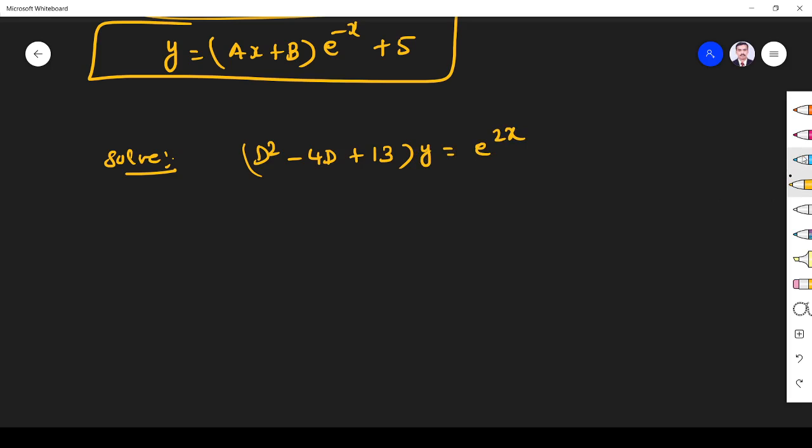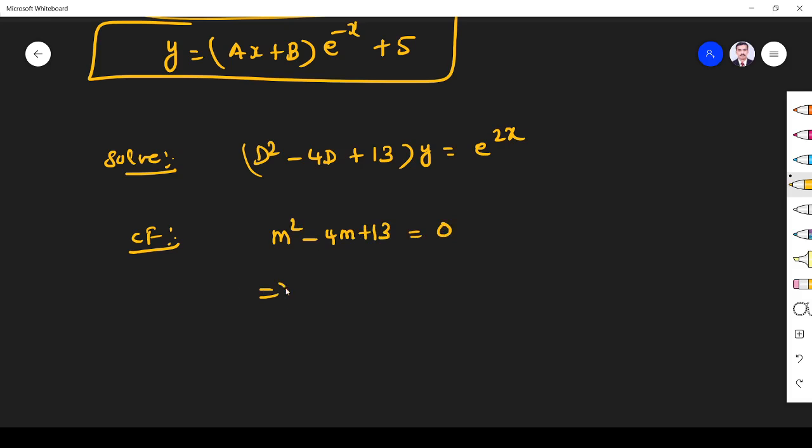This is the problem. If you want to solve it, first we have to find the complementary function. The right hand side is e power 2x, so type 1. So for the complementary function, replace D by m, so m squared minus 4m plus 13. Right hand side f of x must be equal to 0.